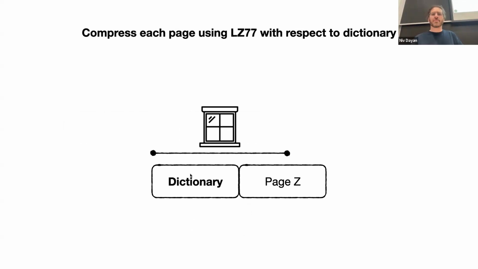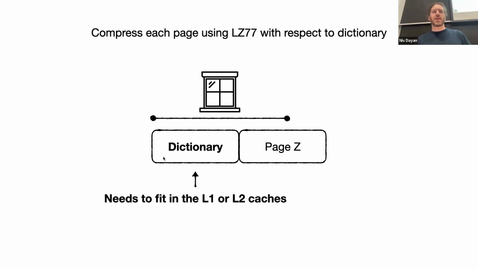I'll just say for now that whenever we actually compress a page using LZ77, we're conceptually going to append that page to our dictionary and then do the compression with our search buffer encapsulating the dictionary. So our LZ77 will actually take redundancy in the dictionary from the onset. Make sense?